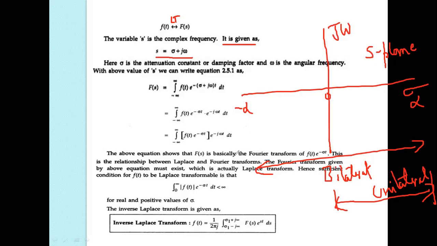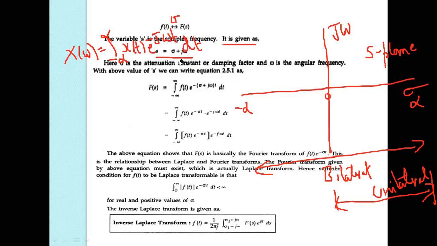The above equation shows f of s is basically the Fourier transform of f of t into e power minus sigma t. This is the relation between the Laplace and the Fourier transform. How is it? What is the Fourier transformation formula? X of omega is equal to the integral from minus infinity to infinity of x of t e power minus j omega t dt.